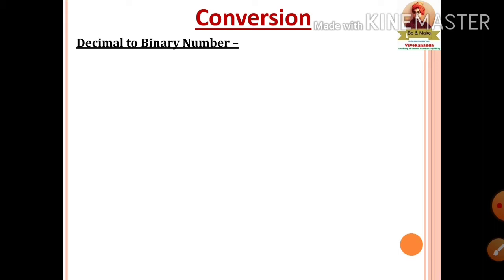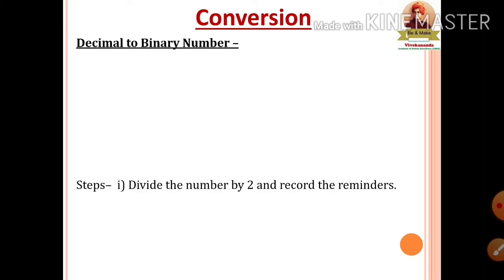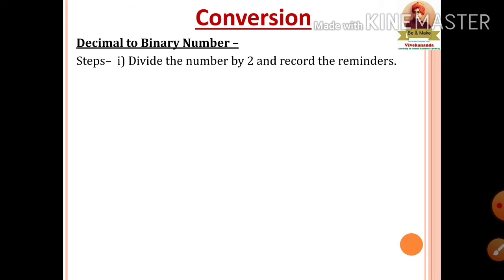So the first conversion that we are going to learn is from decimal number system to binary number system. Now, to convert any number from decimal number system to binary number system, we need to follow some steps. And these steps are, first step is divide the number by 2 and record the remainders.